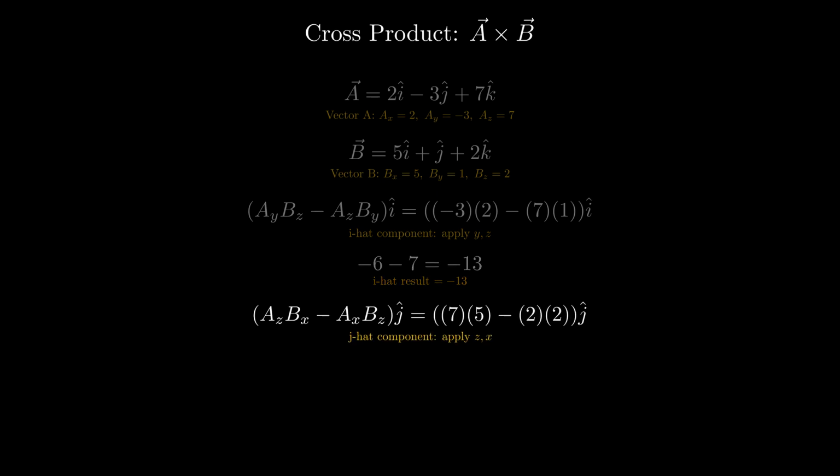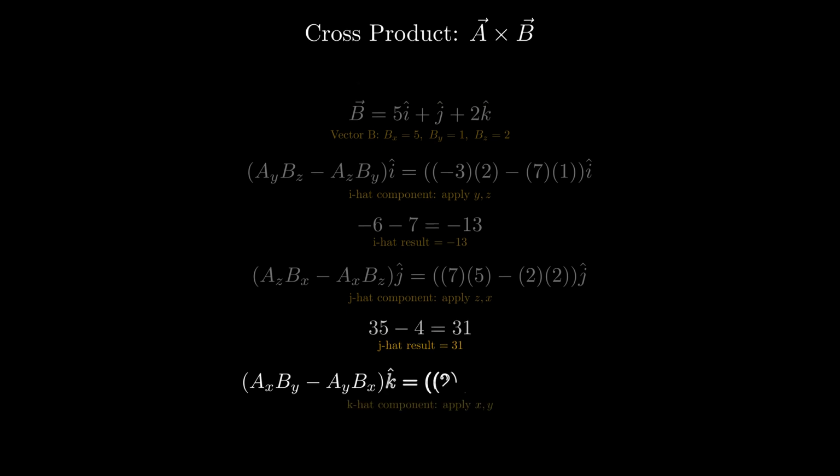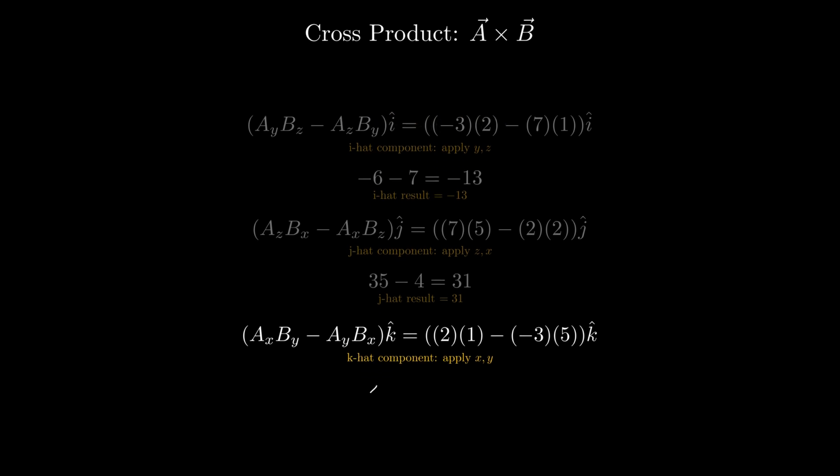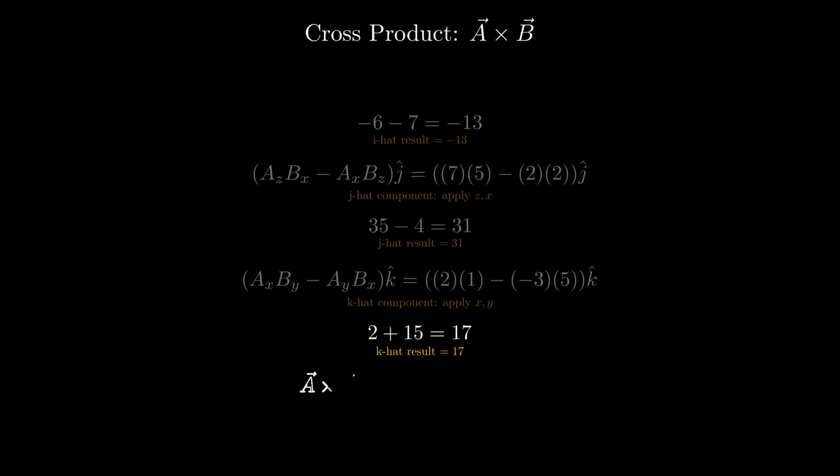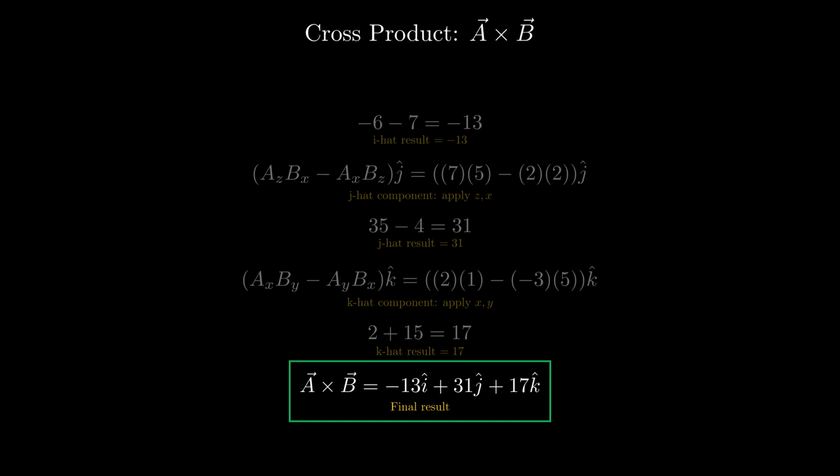For the j hat component, we take a sub z times b sub x minus a sub x times b sub z, which is 7 times 5 minus 2 times 2. That gives 35 minus 4, which equals 31. For the k hat component, we take a sub x times b sub y minus a sub y times b sub x, which is 2 times 1 minus negative 3 times 5. That gives 2 plus 15, which equals 17. So a cross b equals negative 13 i hat plus 31 j hat plus 17 k hat.